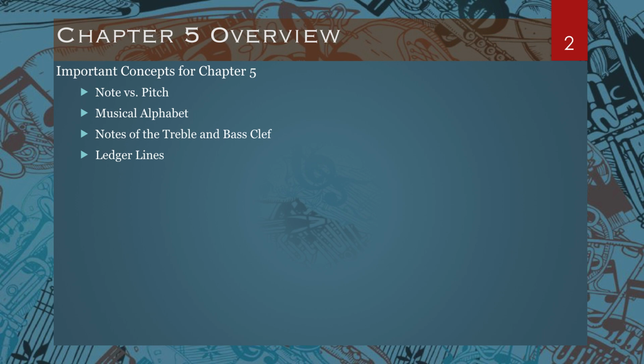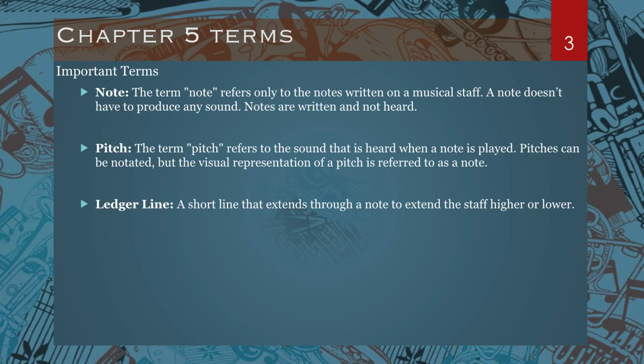And finally, we'll discuss ledger lines. Ledger lines are useful for notes that are really high or really low, the ones that don't fit on the staff system. Because remember, we only have 5 lines and 4 spaces, so we can't put every single note that's possible on a single staff system. So ledger lines solve that problem by allowing us to extend the staff system, which you'll learn about at the appropriate time. So a few terms you need to know.